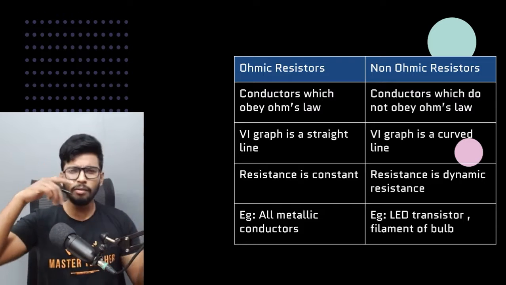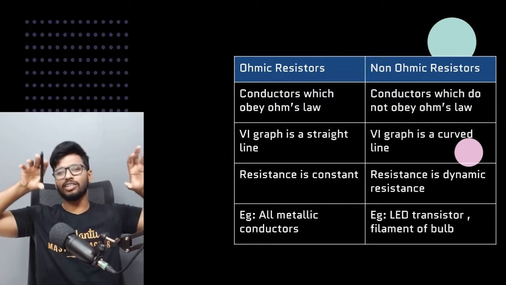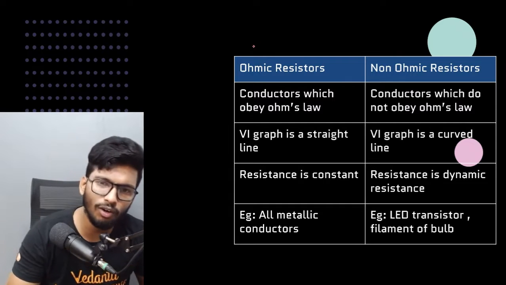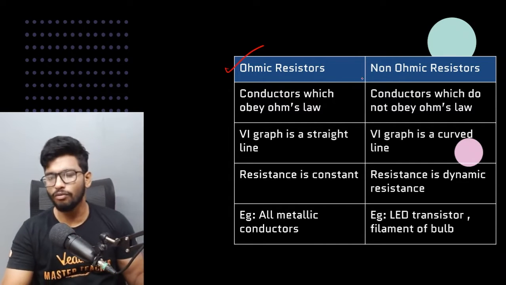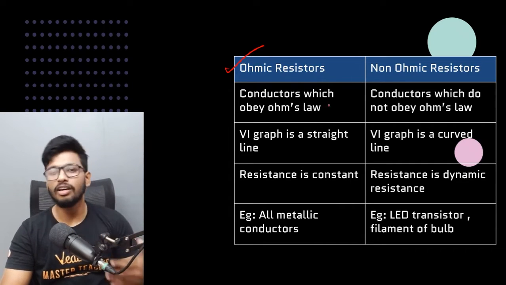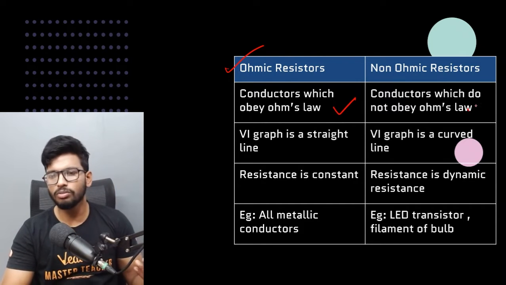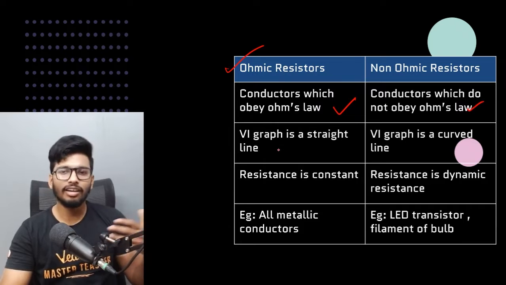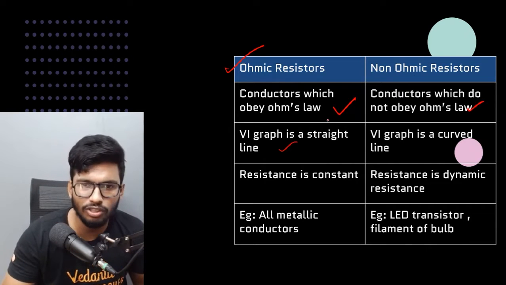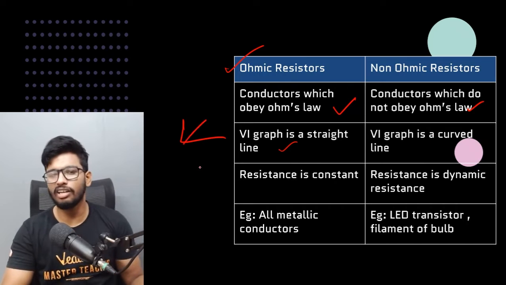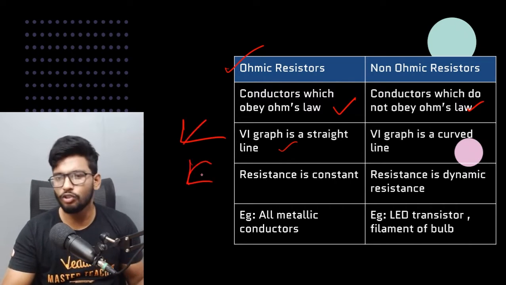Like I told you before, there are a few conductors which follow Ohm's law and a few which do not follow Ohm's law. Those which follow Ohm's law are called ohmic conductors, and those which do not follow Ohm's law are called non-ohmic conductors. Here, if you look at the VI graph, it's going to be a straight line. We saw that it's going to be a straight linear curve. For non-ohmic conductors, it will be curved, it will not be a straight line.